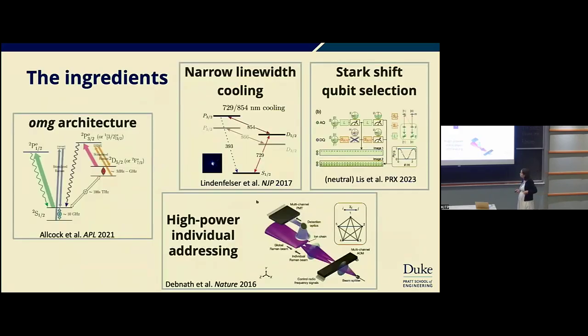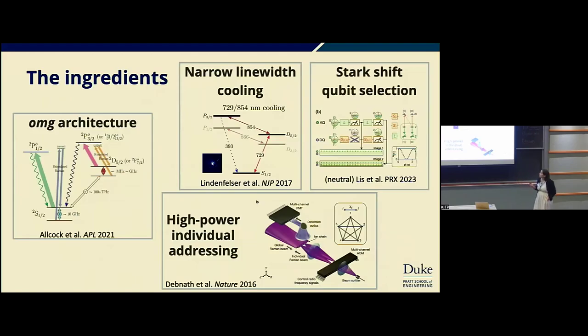Okay, so the ingredients for doing this. We were inspired by this idea of the OMG architecture in ions, which is just the idea that we can have ground state qubits, we can have qubits in metastable manifolds, and we can have qubits that are split across the two. And if you can convert between them and do qubit operations in any of these manifolds, you can effectively create three different types of qubits in a single atom. A lot of components of this OMG architecture have been around for some time, but this has exploded recently and got us thinking about how we could do this.